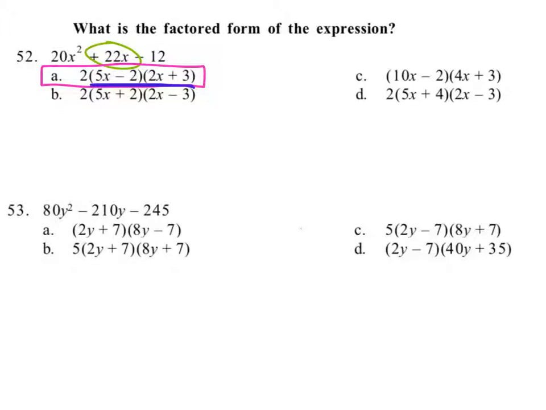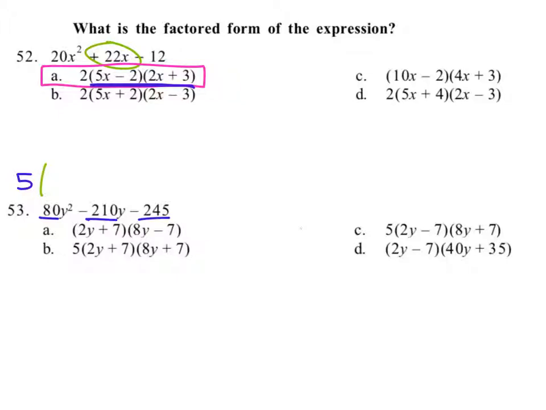And so for number 53, let's do that. Let's look at all of these numbers. 80, negative 210, negative 245. Well, I can see they all divide by 5. Okay, so I'm going to list all of the numbers divided by 5. I'm going to do it just above it. 5, parentheses.